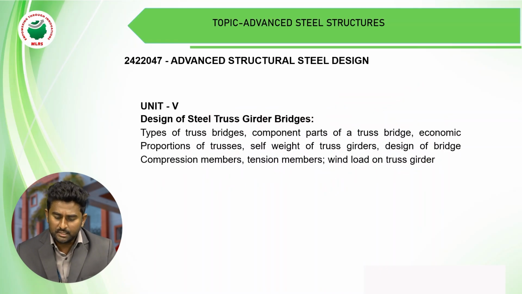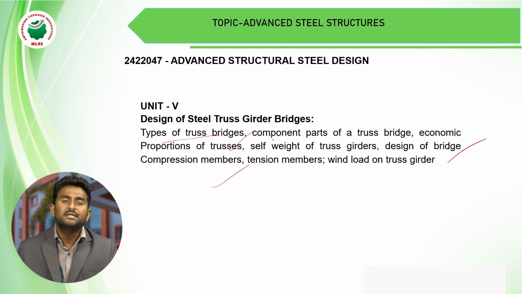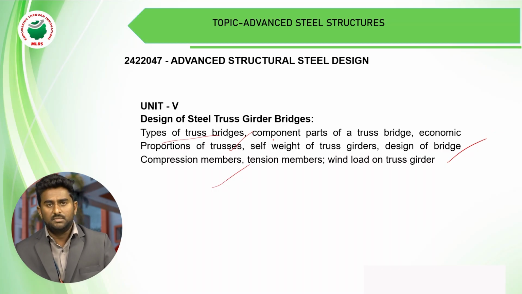Next, last unit, design of steel trusses and girders in the bridges. First one, types of truss bridges, component parts of truss bridge, economic proportions of the trusses, self-weight of truss and girders, design of bridges and compression members, tension members in the steel members.